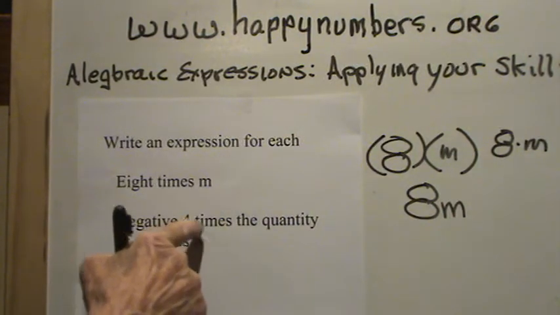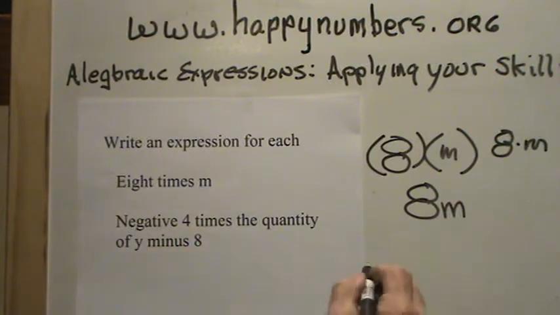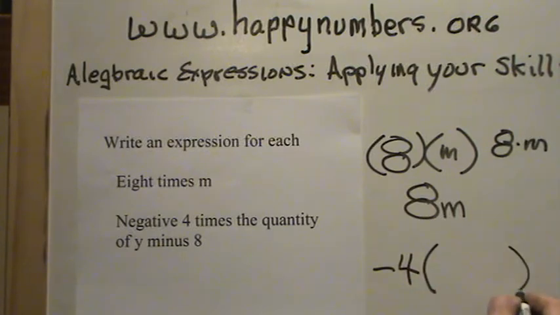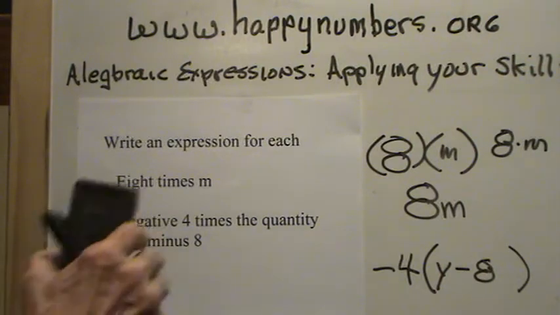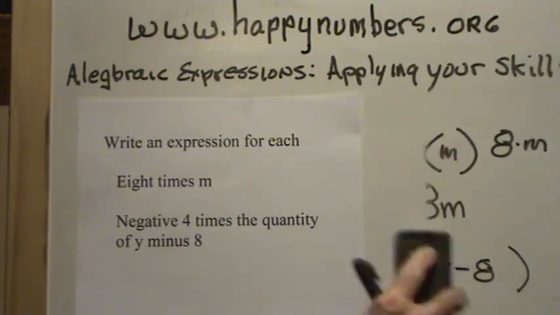Negative 4 times the quantity of y minus 8. Well, negative 4, and I have times the quantity, so I know I'm going to have parentheses. And what goes inside the parentheses is y minus 8. Okay. Again, if you had problems with writing the algebraic expressions, then you may want to review the video that deals with writing algebraic expressions.